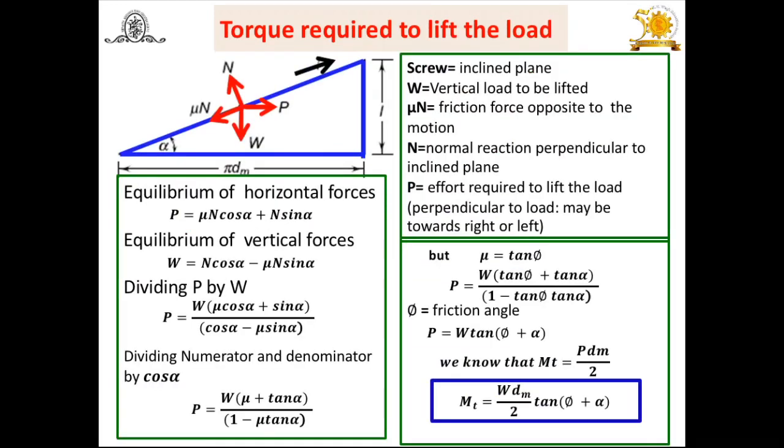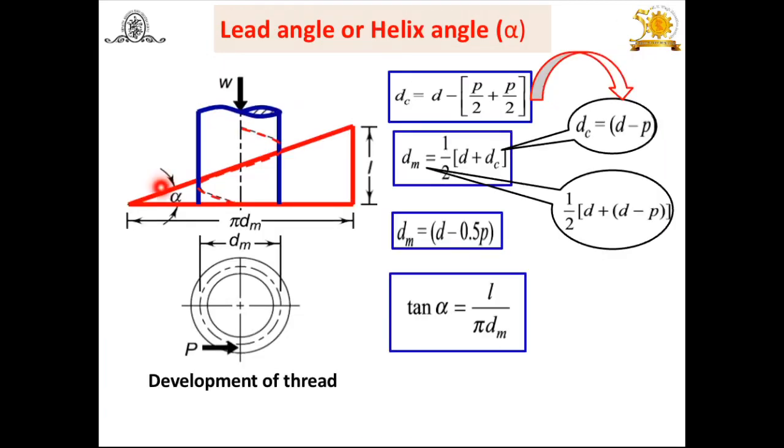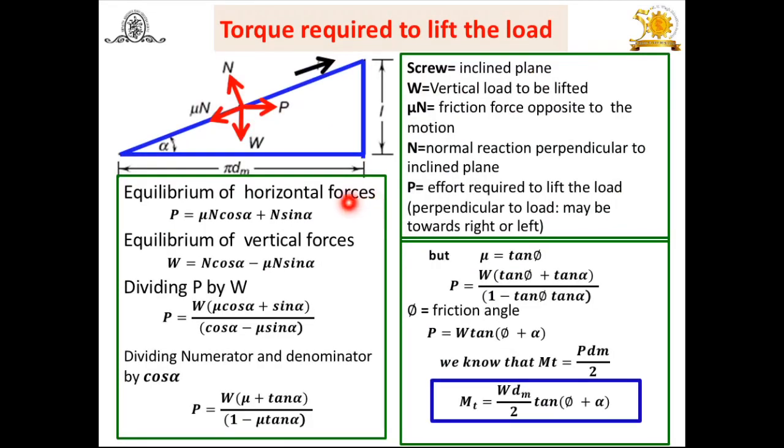Now let us consider, by using the same triangle already explained here, when the threads are unwound, this is the thread, then this is the base, and this axial movement is the lead. The same triangle we are going to use. Look at this. Base is π dm, L is the lead, and this inclined plane is nothing but a screw. Torque required to lift the load means from this position up to this position in one revolution, that is the lead you will get.